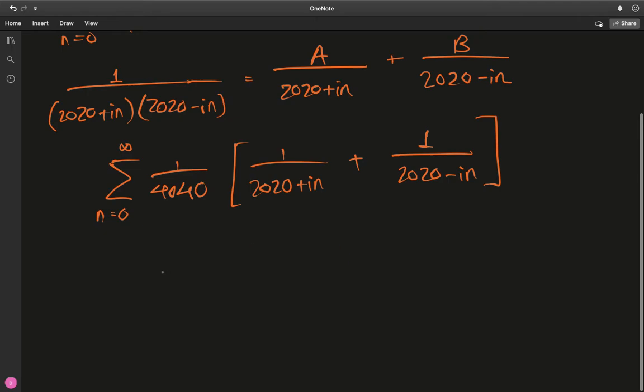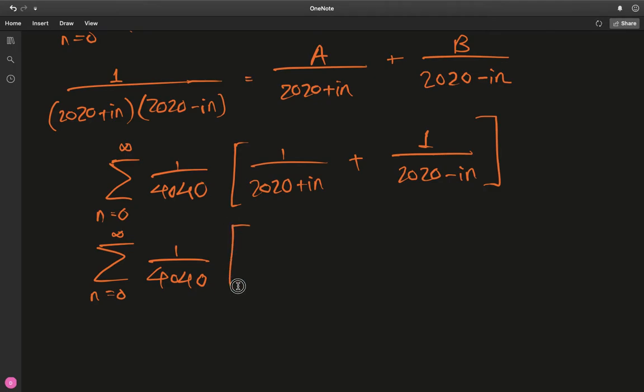And now let's do one thing. Let's divide everything by i, basically all these fractions. So we have the sum from n equals 0 to infinity of 1 over 4040, and we have 1 over 2020 divided by i plus n, because we plucked out an i, plus 1 over 2020 divided by i minus n, because we plucked an i out again.